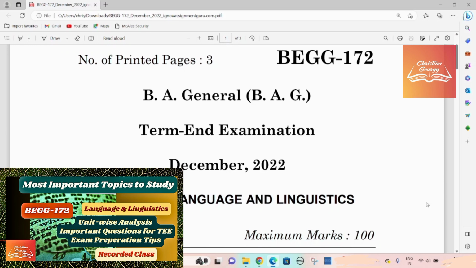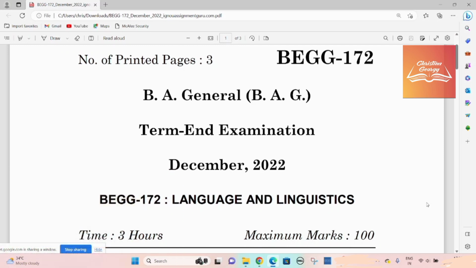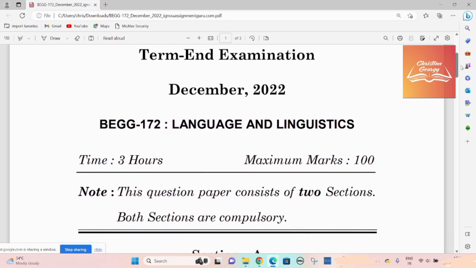Right now, let's look at the December 2022 question paper. Dear learners, the purpose of looking into this question paper in detail is to make you familiar with the question pattern and also to help you understand how questions are being asked with respect to this course code. This will also give you an idea regarding the most frequently asked questions with respect to BEGG-172. Now, another piece of information that I'd like to convey is, when you receive your question paper, make sure that you read the instructions given in your question paper correctly.